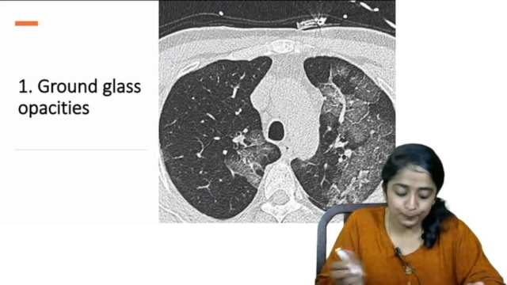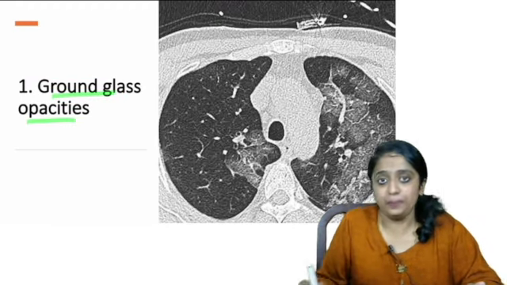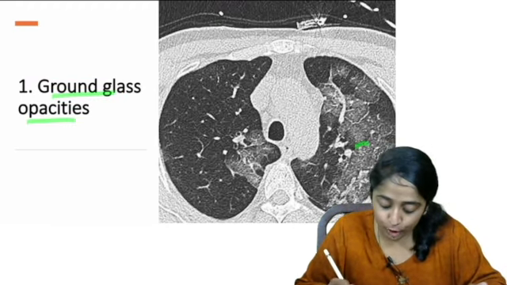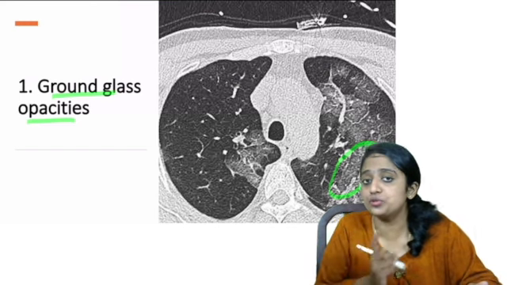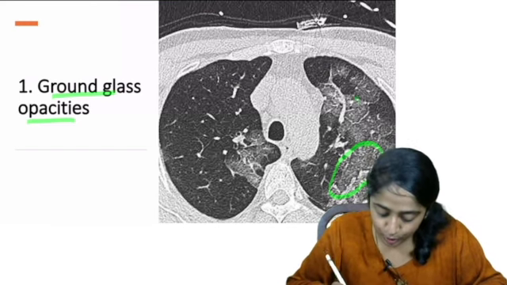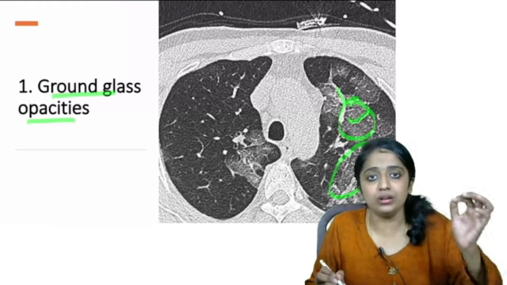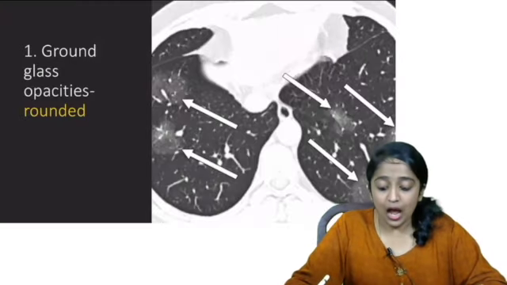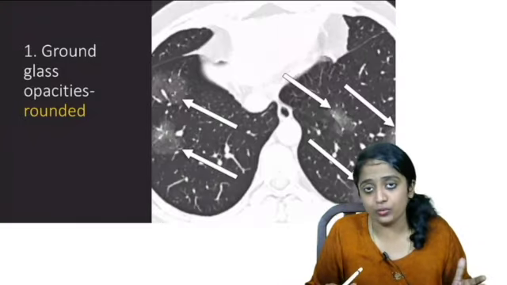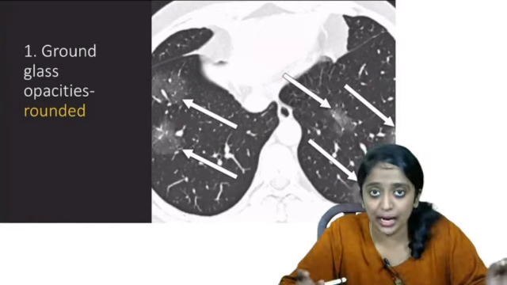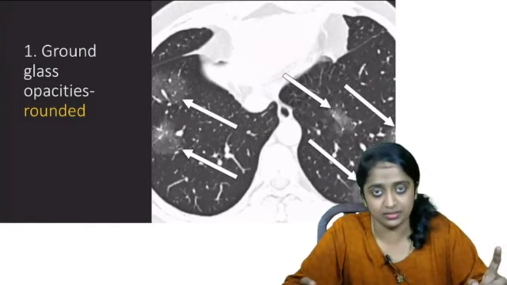What do we have? We have the ground glass opacities, which means you've got opacity which is not obscuring the lung markings. You have an opacity here, but I can make out the vessel. So these are ground glass opacities. Now, what are the patterns of ground glass opacities described in COVID-19? That is of great significance.